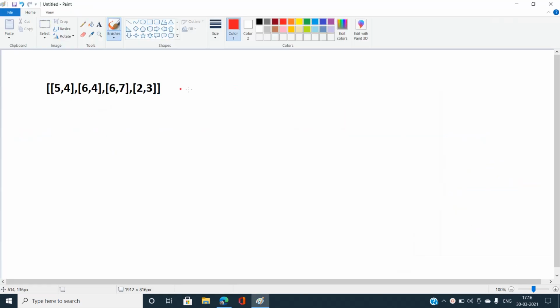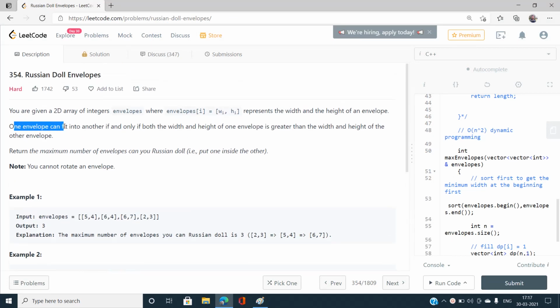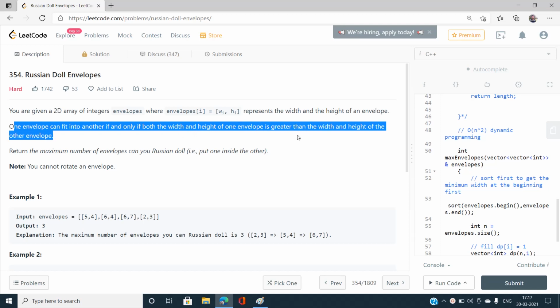Here I have taken an example array. There are four envelopes. You can see the first key is going to denote the width, and the second key is going to denote the height. First let's understand this statement: one envelope can fit into another if and only if the width and height of the one envelope are greater than the width and height of the other envelope.